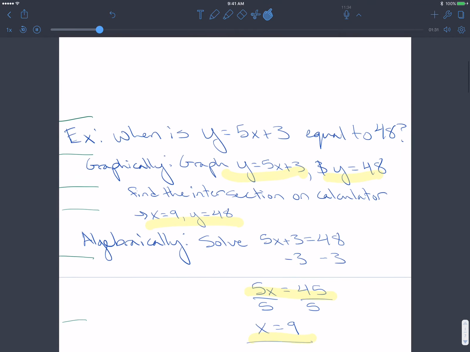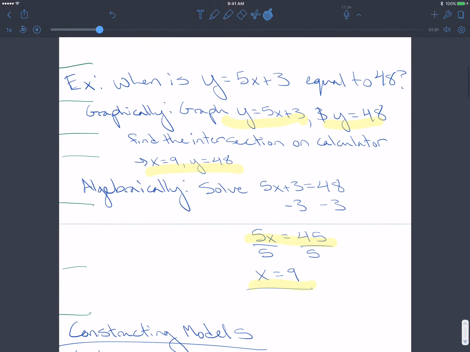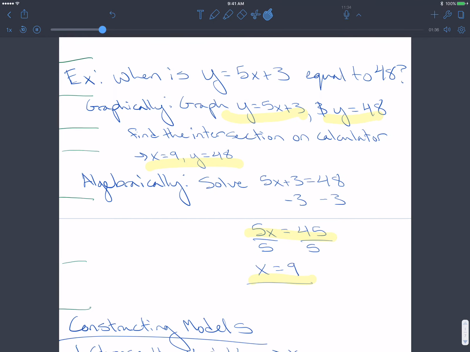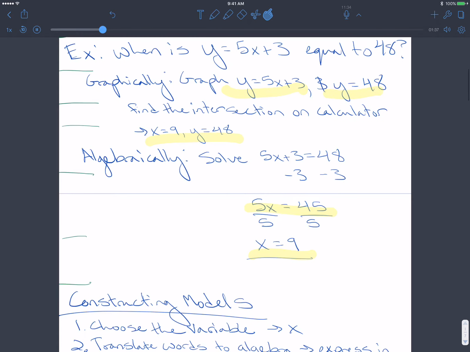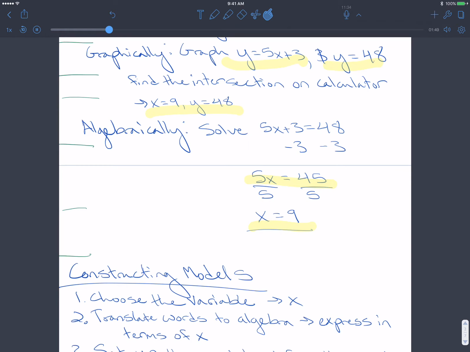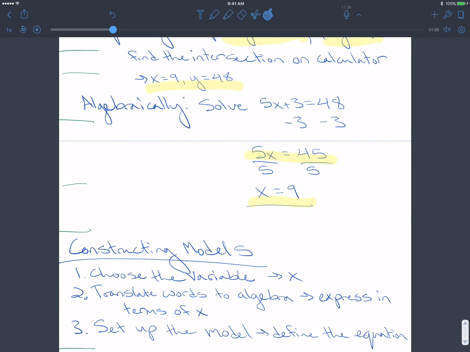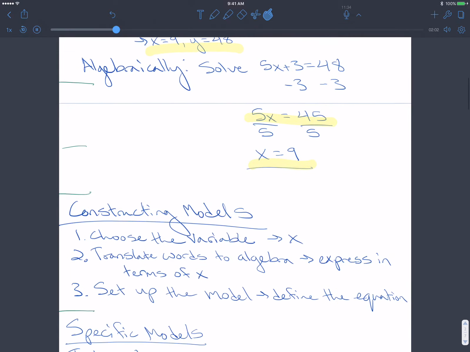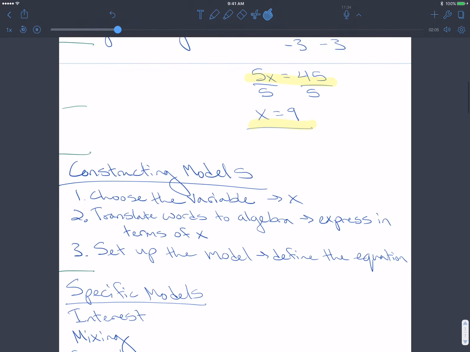The next piece is constructing models. In constructing a model, what you need to do is first choose your variable. What is this equation about? That will be your x. Then translate the words into algebra, which means you have to express things in terms of x or in constants if they're given as constants, and then set up the model, which means defining the equation of x. Once you have a model, we're going to talk about specific models from the book in terms of how to work with those.